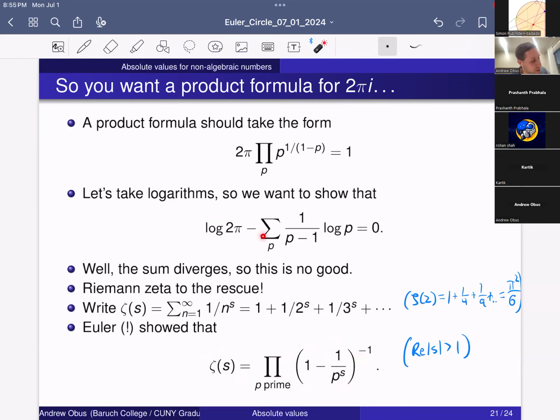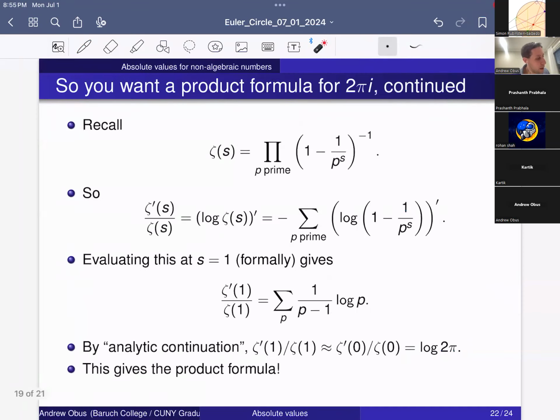Okay, so what does that have to do with the sum here that we want to evaluate? Well, I'm just going to rewrite this. I'm just copying the same line over here. Well, if this is the Riemann zeta function of s, let's just take its logarithmic derivative. So let's take its derivative with respect to s and divide by the function itself, which by the chain rule is the same thing as taking the log of the zeta function and then taking its derivative. So what do you get? Well, the log is nice because the -1 comes down here, and then the product becomes a sum, and you get the log of 1 minus 1 over p to the s, prime.